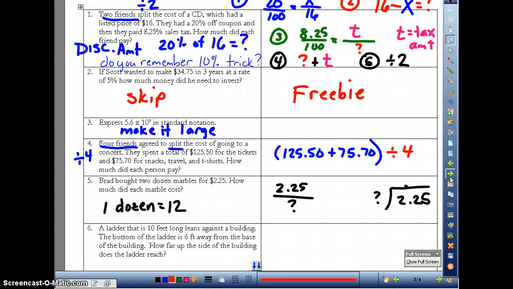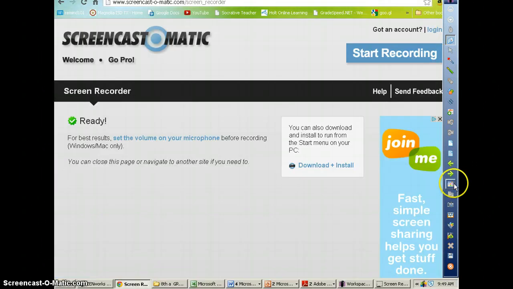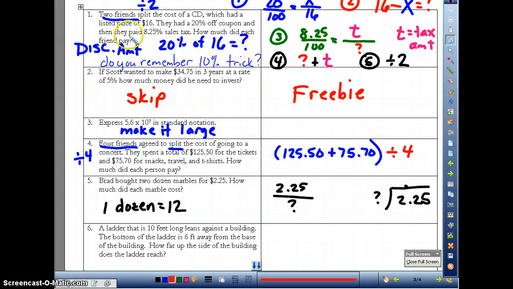Here's day 6. I know this is kind of messy, but we'll take it a step at a time. And some of this you can't see. Okay, I'll fill in the blanks. Number 1, boy, this is a hard-hitting problem. This is like a 5-step question. 2 friends split the cost of a CD, and I made myself a reminder right here that in the end, don't forget to divide by 2.